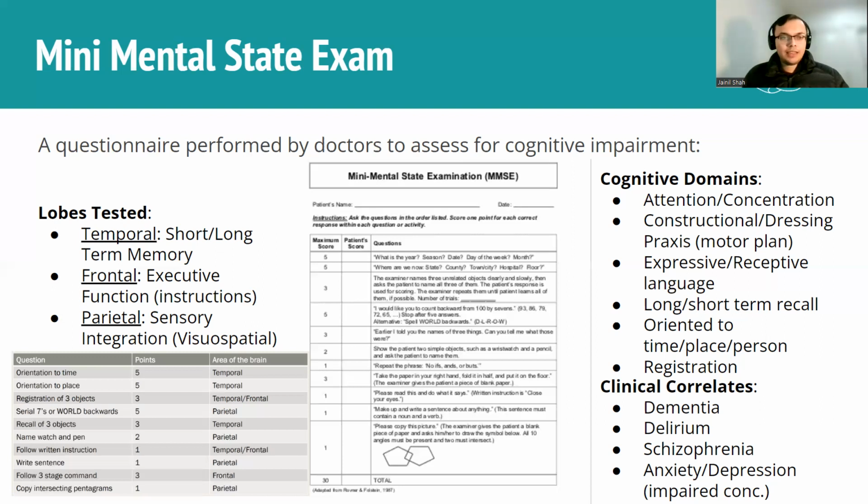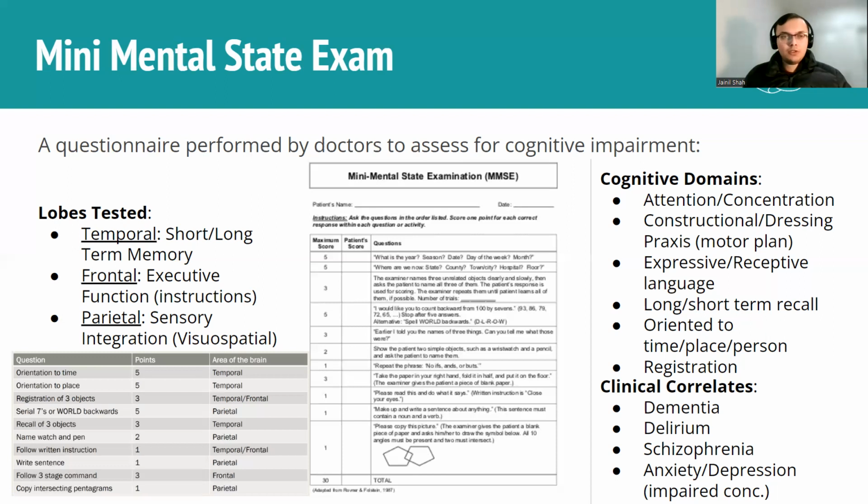And examples of that is, what's a good example on there? Like naming a watch and a pen, where you're taking that visual stimuli and being able to name what it is. Writing sentences, so that's the visual-spatial component of it. And then copying intersecting pentagrams. So you can see over there on the bottom, there's two pentagrams or pentagons in the way they have to draw it. And if they're unable to draw it correctly, it could be a parietal lobe issue.